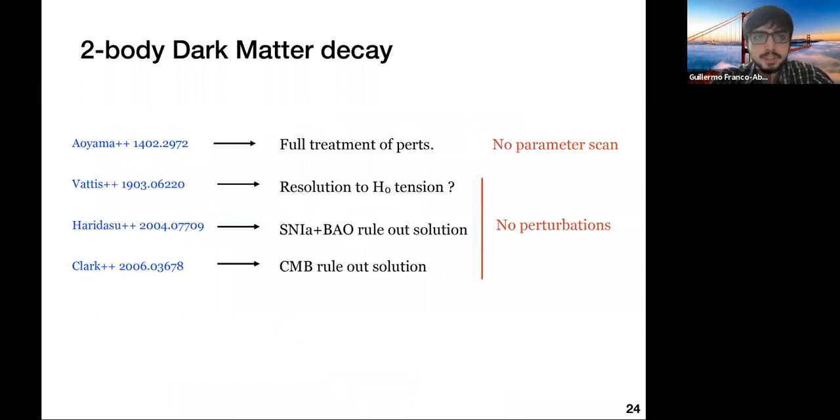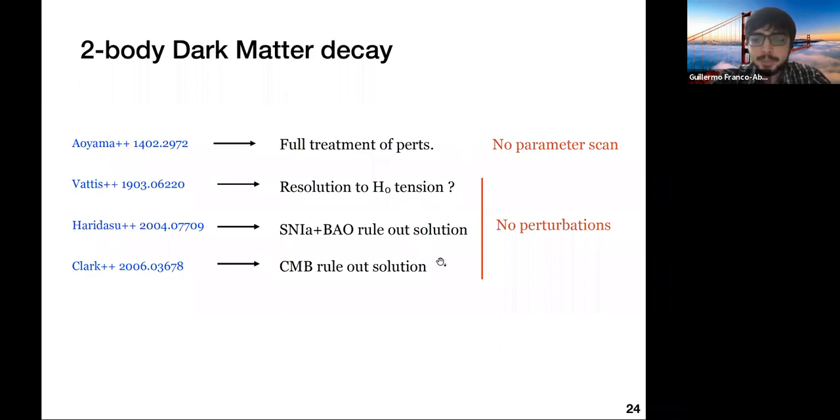Okay, and what's the current status of this kind of decay in the literature? Well, this paper that came out in 2014 was really the first one that was using a full treatment of perturbations, but they didn't do any kind of parameter scan simply because the calculations were very slow. And then this model got renewed interest in 2019 because it was actually proposed as a resolution to the Hubble tension. But it was shown later that a combination of supernova and BAO and also CMB rule out the resolution. And this is actually kind of to be expected from the argument that I was saying before, because this is a late time modification to the universe. So you don't expect this kind of model to solve the Hubble tension.